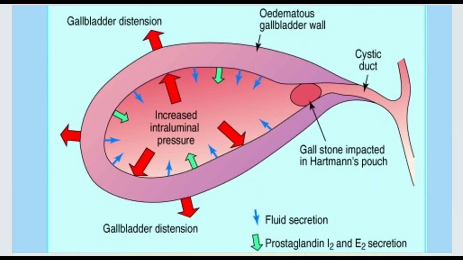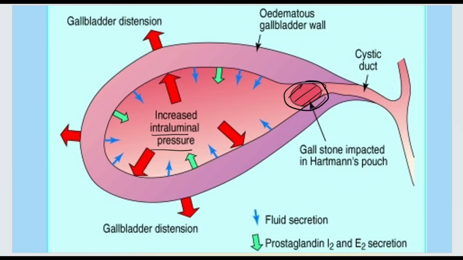The pathophysiology of Gallstone disease, Gallstone formation, I have already discussed in the previous part. So here I am giving just a brief overview of how the calculus causes inflammation of the GB. Here you can see this diagram. There is a big stone impacted in the GB neck. So this is a gallstone impacted in the Hartmann's pouch. Blockage. The gallbladder will distend due to the increased intraluminal pressure.